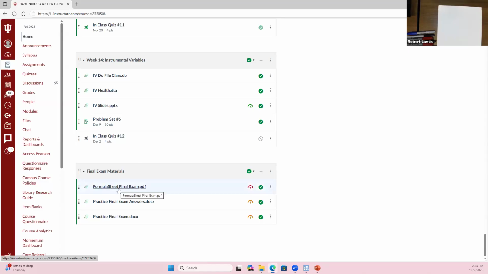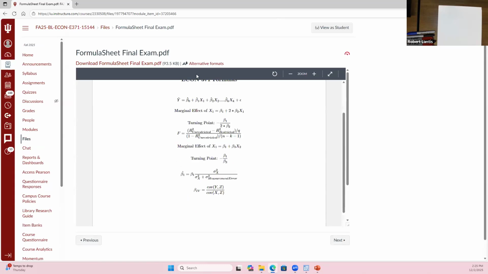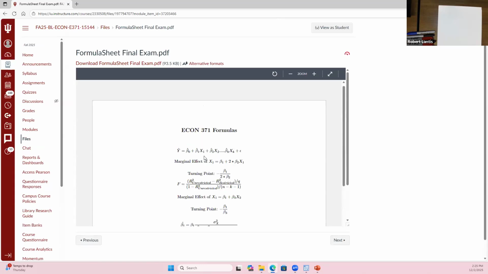I also put up, and I think I mentioned this prior to break, a formula sheet that you will have on the exam. So you can kind of see some of the equations that you might need that we've talked about.